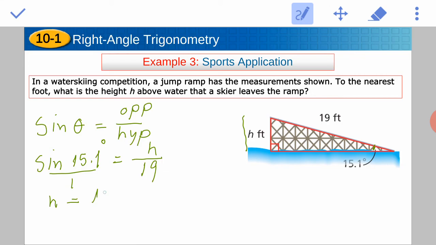H equals 19 times sine 15.1. You need to put this in the calculator. 19 times you hit sine 15.1, and the answer to the nearest foot is about 5 feet. So the answer is 5 feet. The height above the water is about 5 feet. This is the answer to that question.